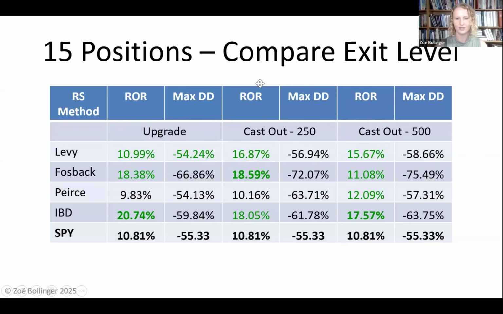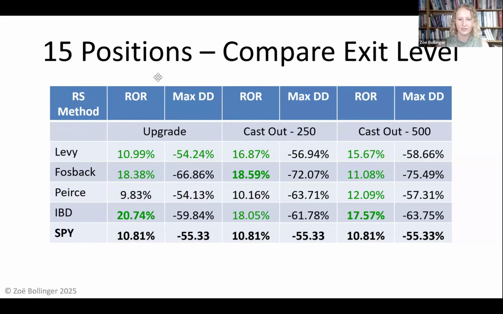Our middle 2 columns here are cast out at 250. We get both Fosbach and O'Neill outperforming. Fosbach's technically the best. Levy picks up a lot of performance in the difference between an upgrade versus a cast out approach. Pierce continues to just underperform here.